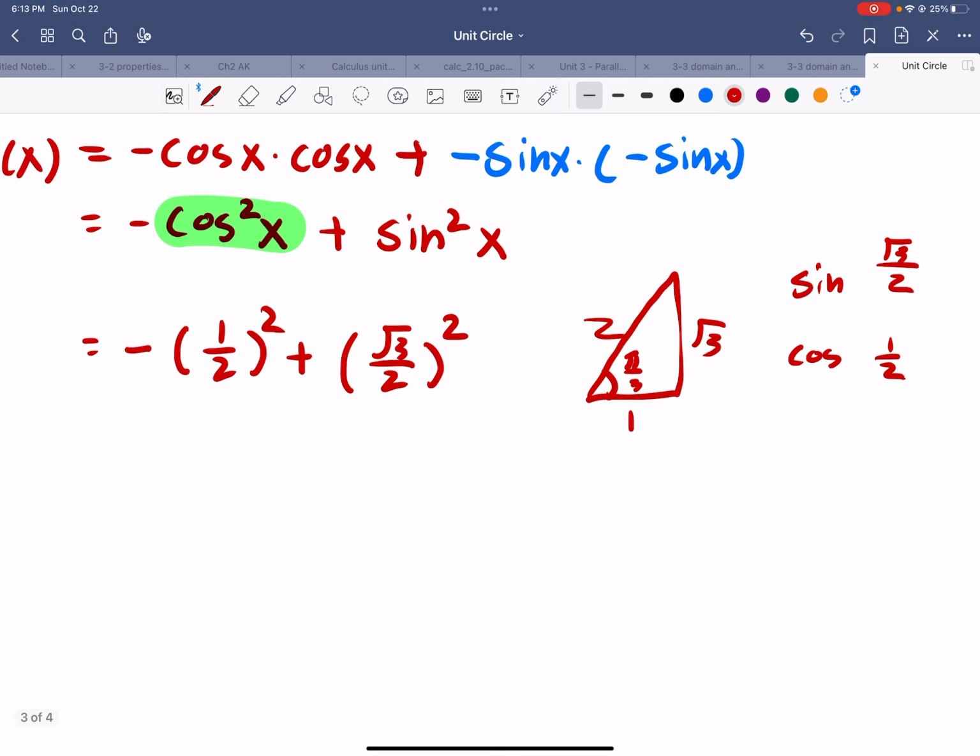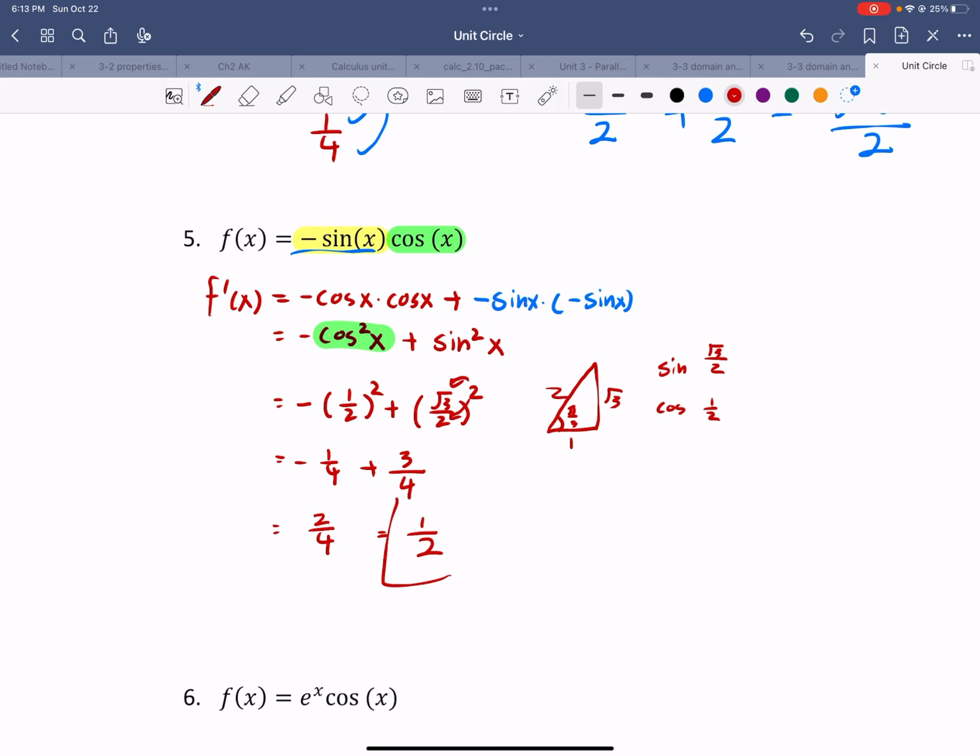So let's do this one. Negative 1/2 times 1/2 is going to be 1/4, plus square root of 3 times square root of 3 is going to be 3 over 2 squared, which is 4. Now when you combine them, that's going to be what? Negative 1/4 plus 3 over 4 is going to be 2 over 4. And if you simplify it, it's going to be 1/2. So it's that easy. All right.